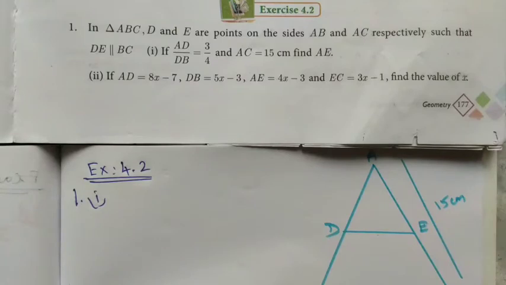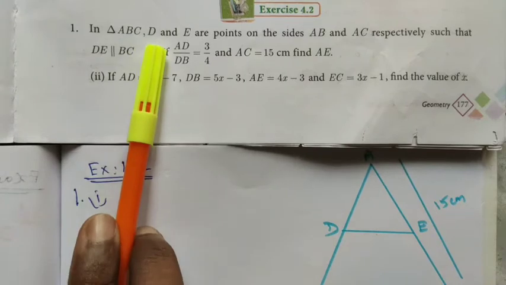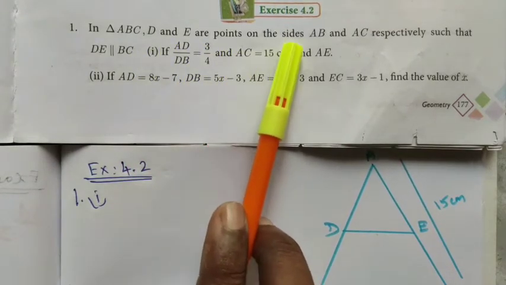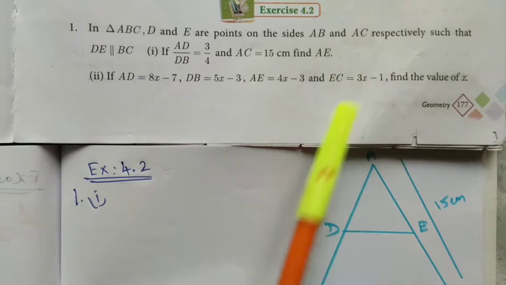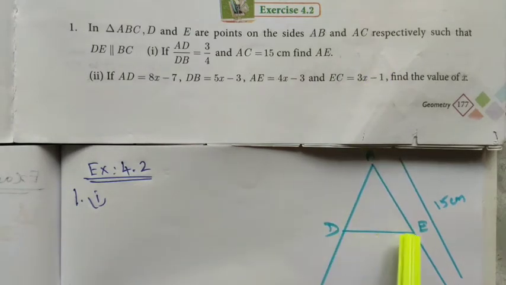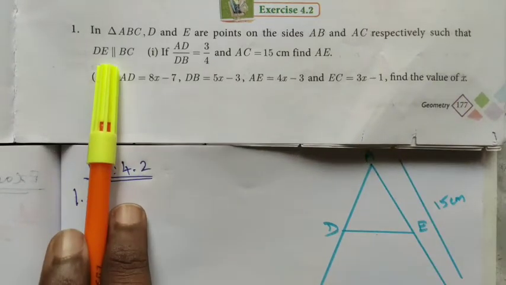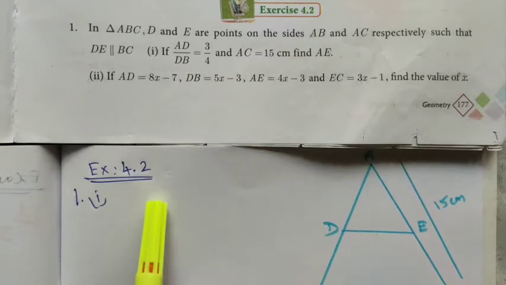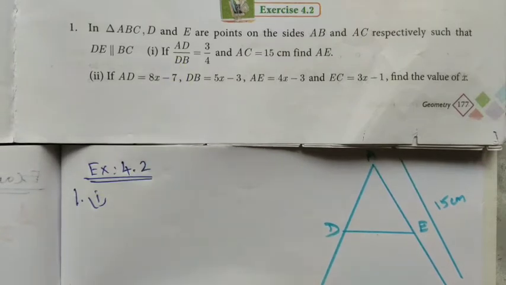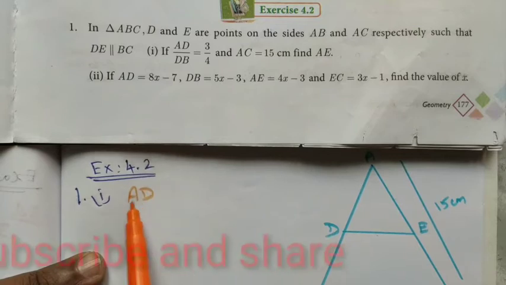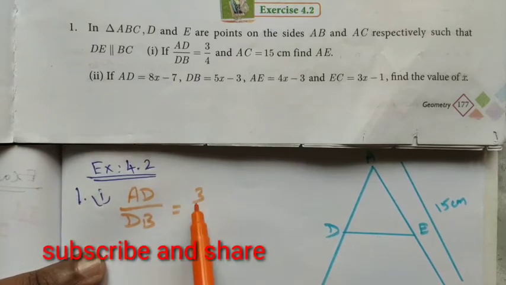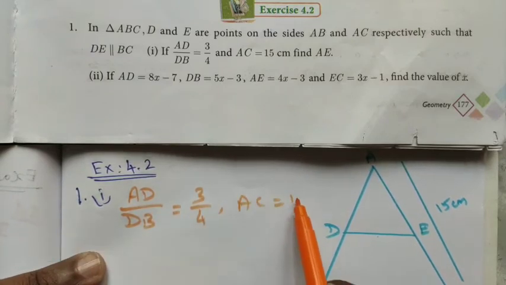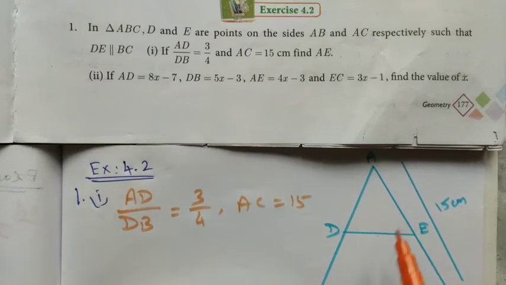Students, class 10, exercise number 4.2, question number 1. In triangle ABC, D and E are the points on the sides AB and AC respectively, such that DE is parallel to BC. If AD divided by DB is given as 3 by 4 and AC is given as 15, we want to find out what is AE.